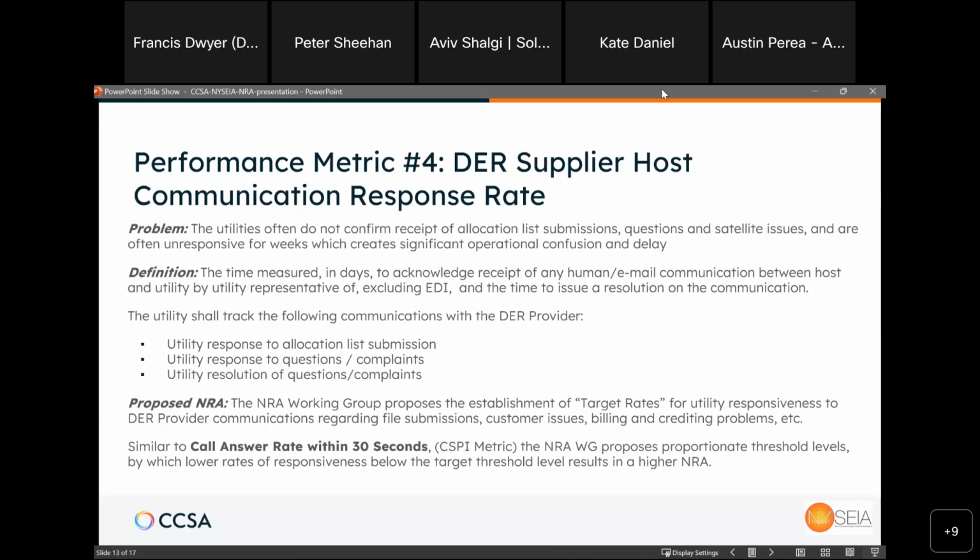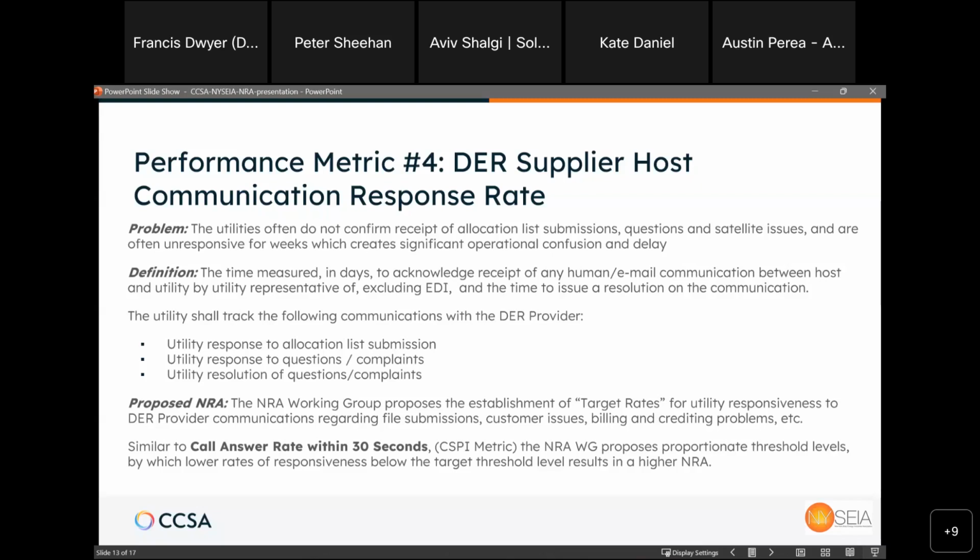We've defined this performance metric in the time, measured in days, to acknowledge receipt of any human or email communication. And this is not auto responses of the "thank you, we've received your email" type, but somebody who has reviewed the ticket, whether it's an email or some online system. It does exclude EDIs because, obviously, those are automated responses. And basically have a utility representative say, we're on it. It's going to take X number of days to get back to you, or at least expected.